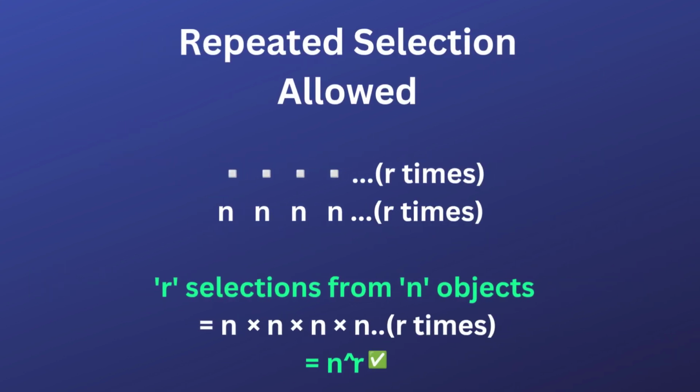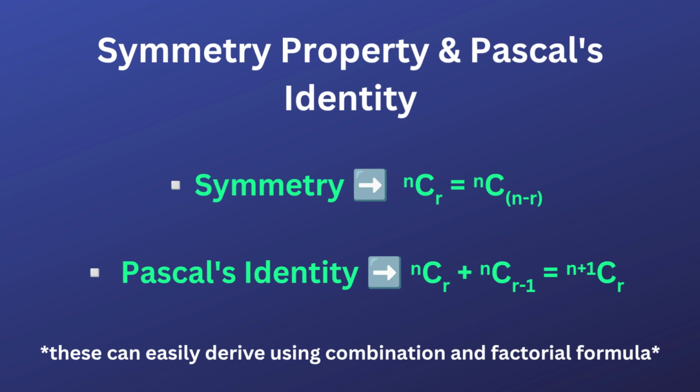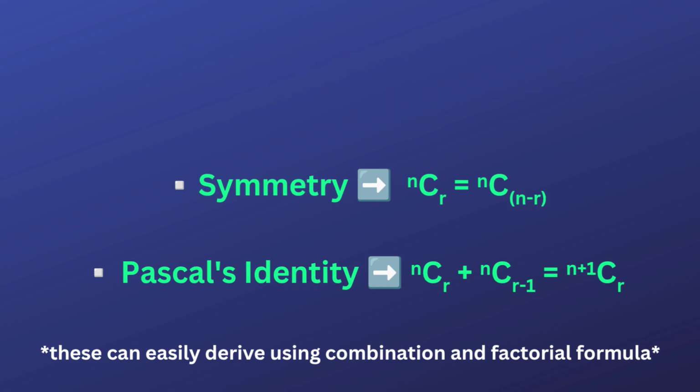Next, repeated selection allowed. When repetition is allowed, each position can be filled by any of the n choices again and again. So the total number of ways becomes n to the power r. This is commonly used in password or pin number problems. Now, symmetry property and Pascal's identity. Choosing r items is the same as rejecting n minus r items, which is the symmetry property. Pascal's identity helps in recursive combinations and binomial expansion. It is the backbone of Pascal's triangle.